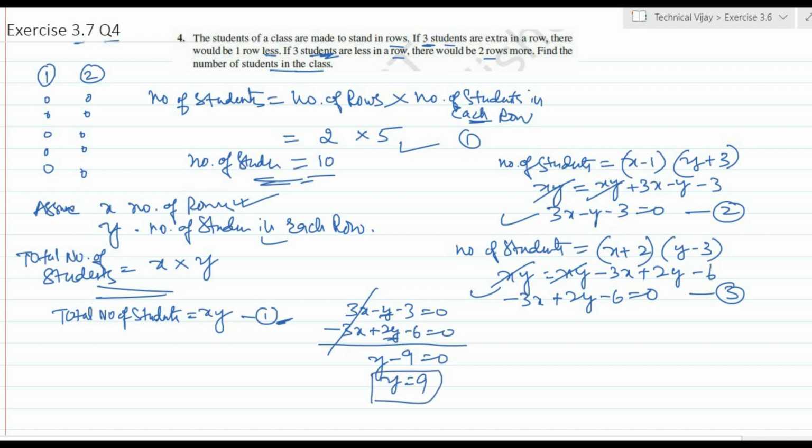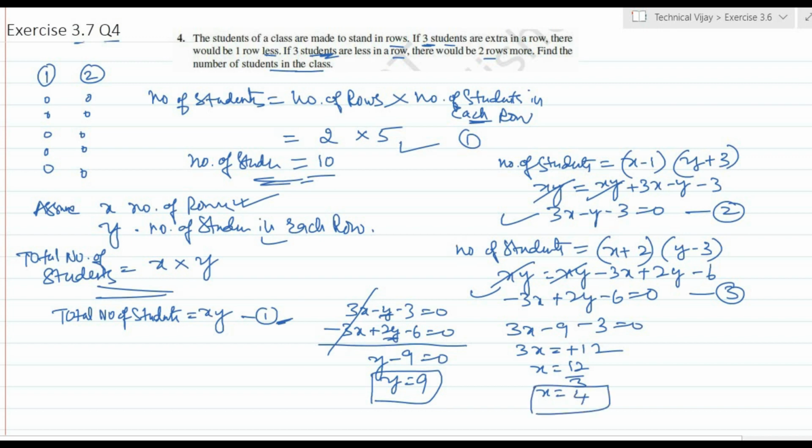Okay. So substitute y in any one of the equations. 3x minus 9 minus 3 equal to 0. So 3x is equal to minus 12 becomes plus 12 here. So x is equal to 12 divided by 3. So x is equal to 4.